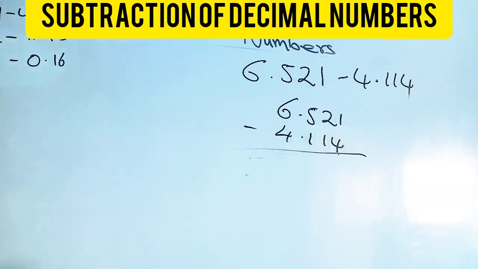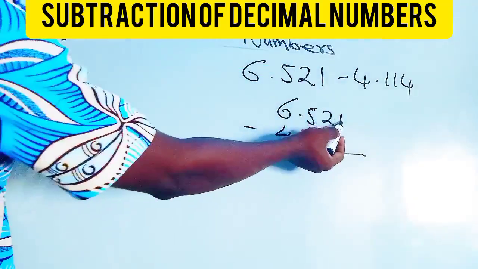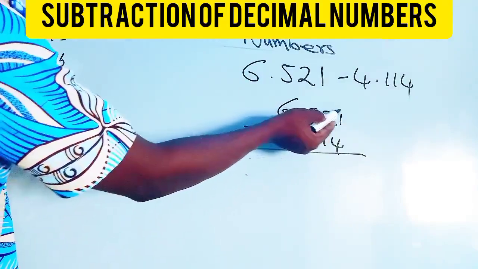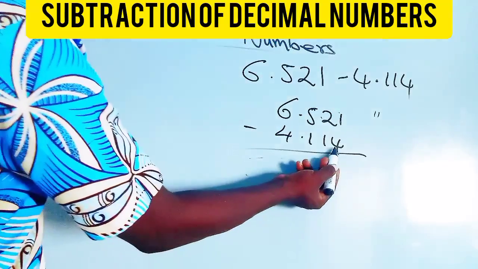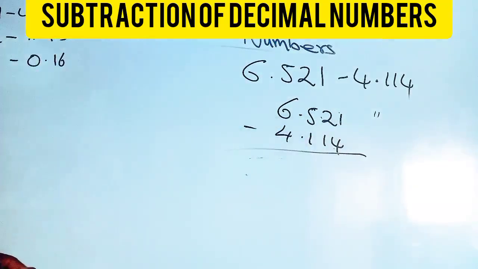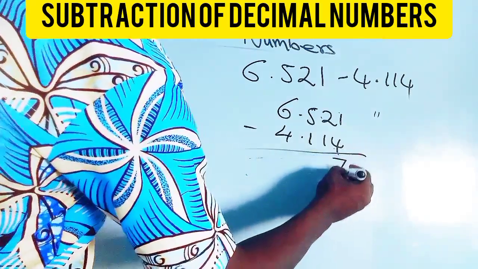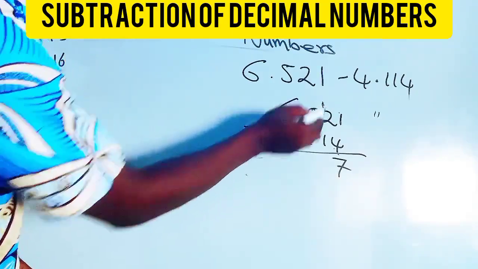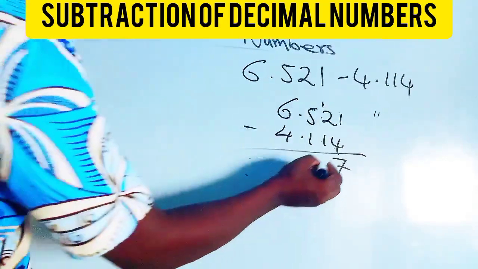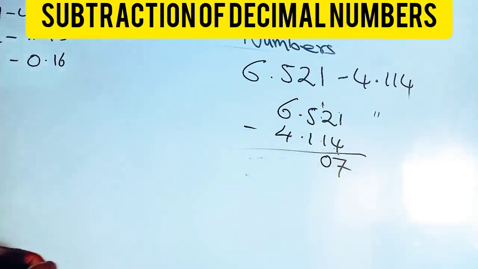So what do we do? We are going to borrow 1 to add to this. So we borrow 1 from these two to add to this. We get 11. When you subtract 4 from 11, you should be having 7. Over here, we are left with 1. 1 minus 1 will give you 0.